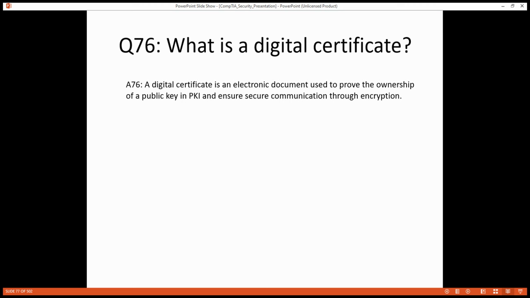Q76. What is a digital certificate? A76. A digital certificate is an electronic document used to prove the ownership of a public key in PKI and ensures secure communication through encryption.